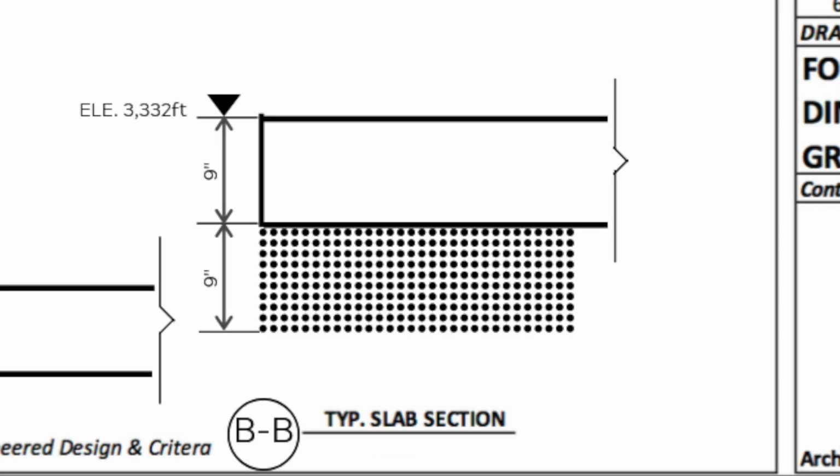And section BB is just like section AA, but in the garage's foundation, not the house's. This notes the final top of slab elevation as being 3,332 feet, which is 1 foot below the top of the house's foundation. And as you can see here, the slab is supposed to be 9 inches thick with another 9 inches of gravel and sand beneath it.